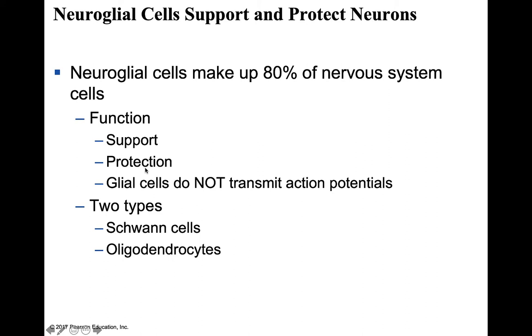Now, depending upon what part of the nervous system they are in, they're going to be different. Within the peripheral nervous system, we have Schwann cells. In the central nervous system, we have oligodendrocytes. So these are the primary types of glial cells that we will see, and it's very dependent upon the branch of the nervous system. Once again, Schwann cells are found in the peripheral nervous system. Oligodendrocytes are found in the central nervous system.